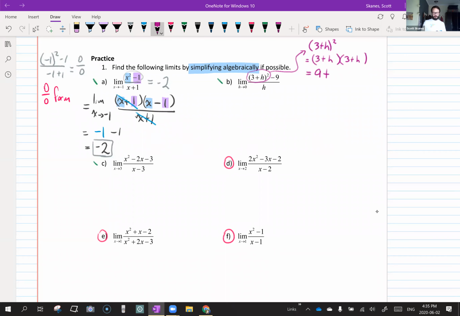So let me explain what I'm doing. I'm multiplying the first two numbers. I'm then multiplying 3 by h, which gives me 3h. You multiply that by 2. Or you can expand the whole thing out. And now h squared.